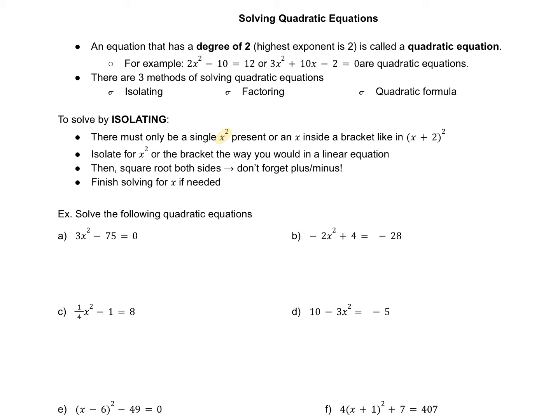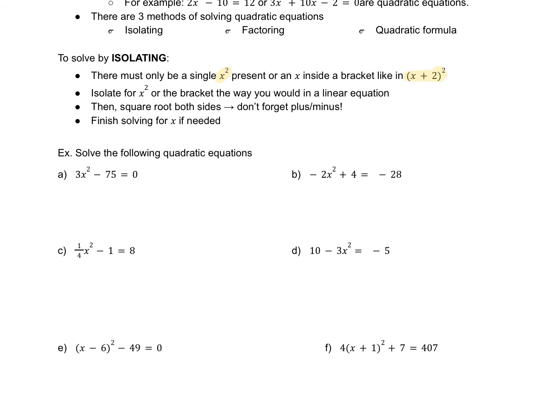The other scenario is when you have your x contained inside a bracket to the power of 2. And again, no other x to be found. So for example, if you look at E and F, you have the bracket to the power of 2, and the x is only inside the bracket. Now the reason we can isolate is because x is only found in one place.